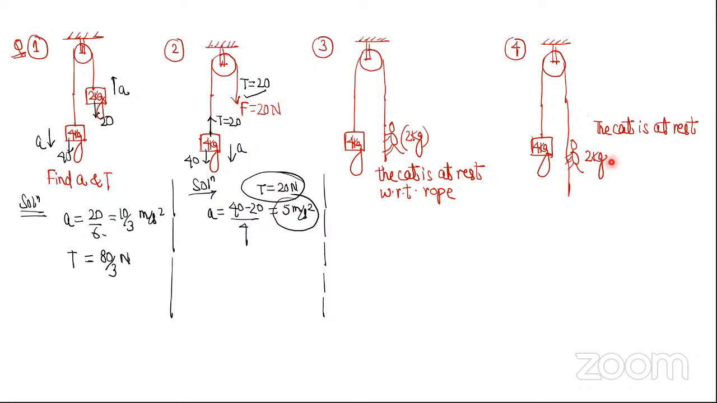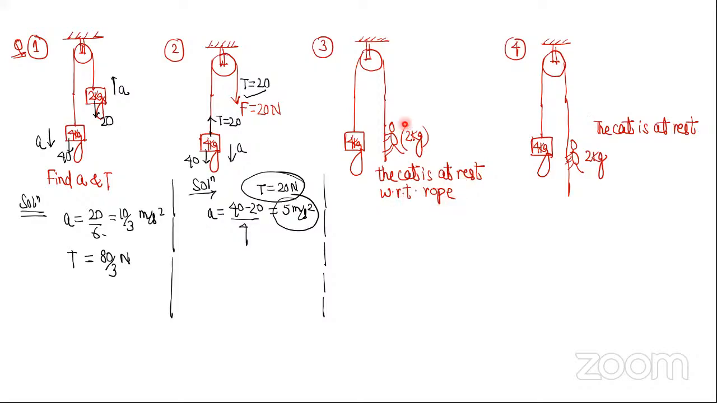Here the cat is at rest. That means the cat is at the same height. It's not moving up or down, है ना? And the rope is slipping through its hands. The rope might be moving up or down depending on whether the 4 kg is going down or up. That's the situation here. But here the cat is at rest with respect to rope.